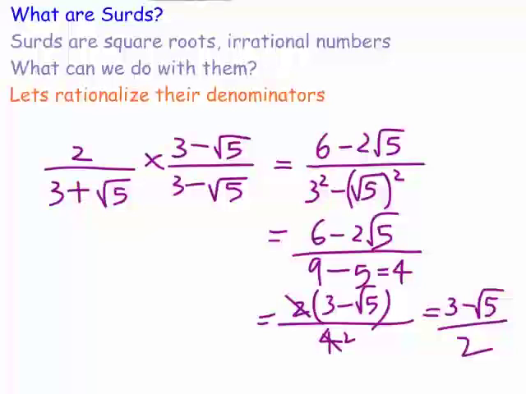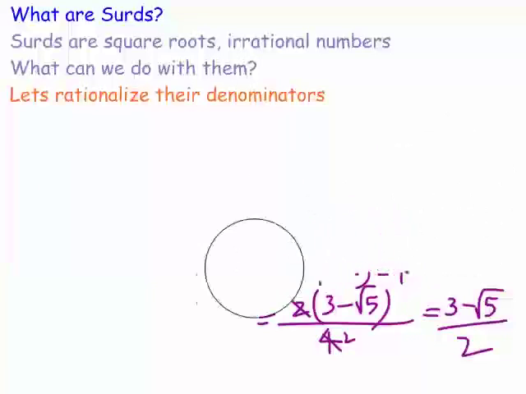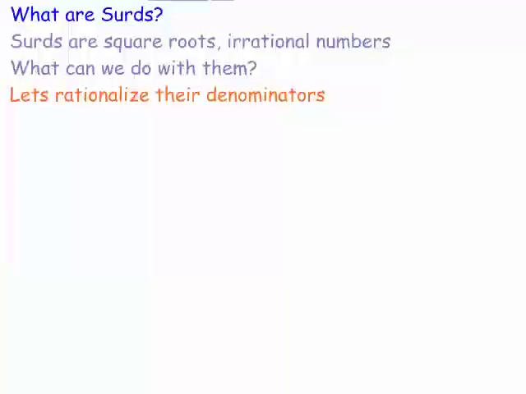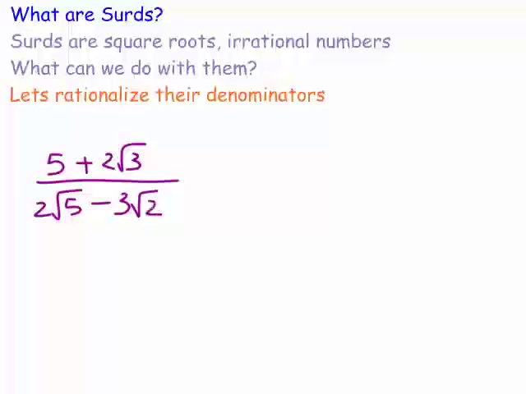Okay, let's just rub this out. Okay, let's make it a bit more interesting. Suppose we had 5 plus 2 root 3 over, say, 2 root 5 minus 3 root 2. How are we going to rationalise the denominator in this case? Well, again, we just multiply by the conjugate, which is 2 root 5 plus 3 root 2, the same as the denominator, but with an opposite sign in between, you could say.